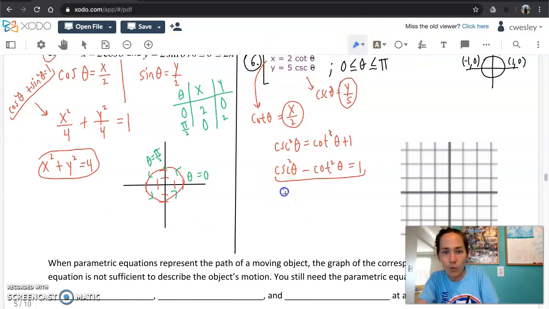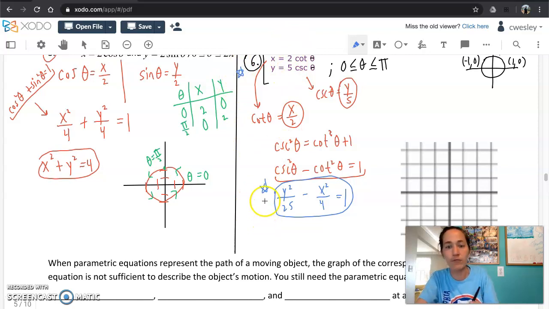Cosecant squared, so y over 5 squared, y squared over 25, minus x over 2 squared, so x squared over 4 equals 1. And this is looking like a hyperbola. And we've seen a couple hyperbolas before, but we want to be real careful about domain and range restrictions here before we graph the entire hyperbola.